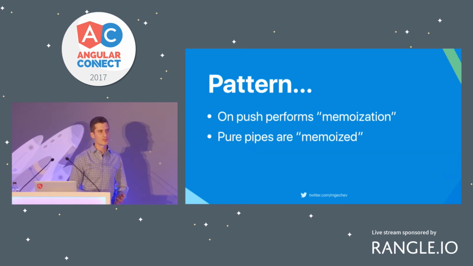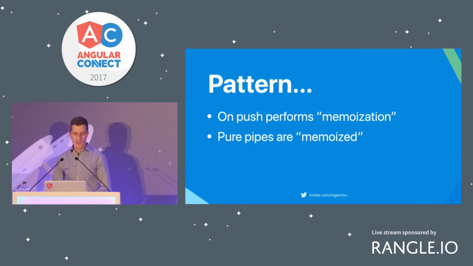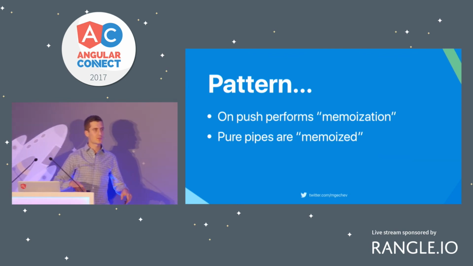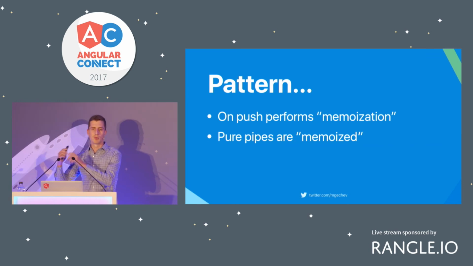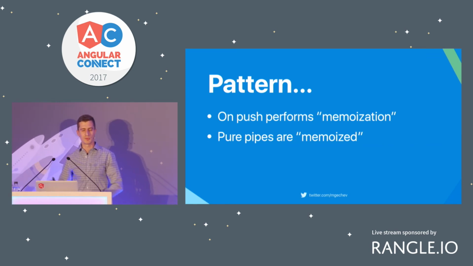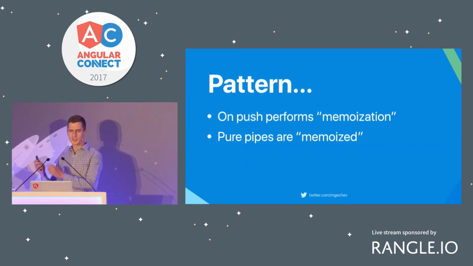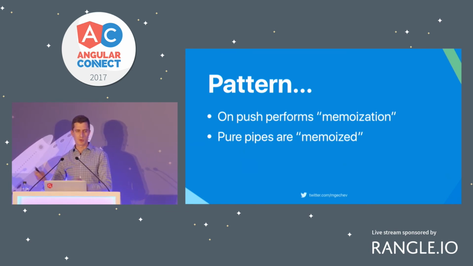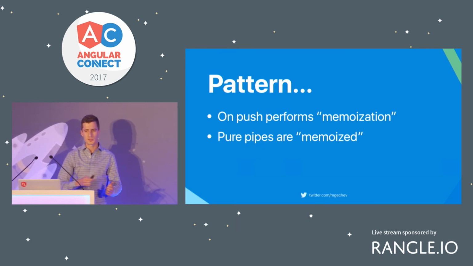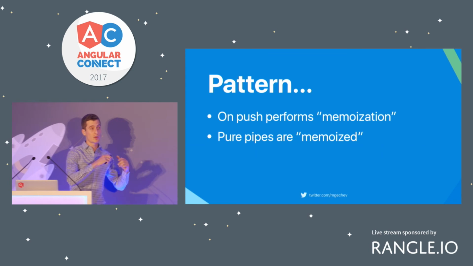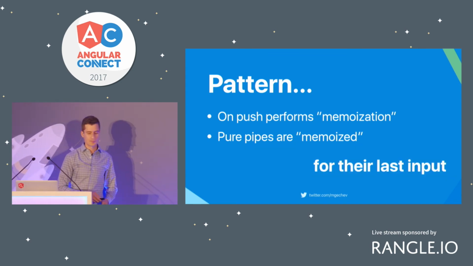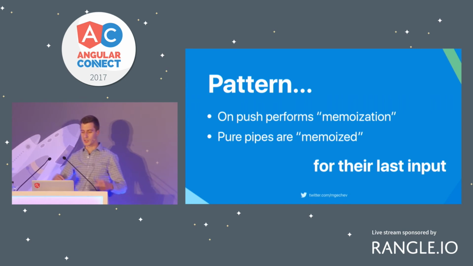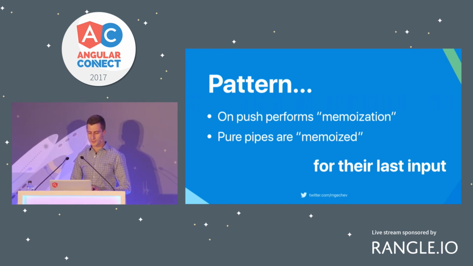Pure pipes perform something like memoization as well. OnPush performs something like memoization because it is going to memoize the result of the last rendered component for the last rendered component subtree, only for a specific place in the DOM, only for a specific place in the component tree. So if we have multiple instances of the same component, each needs to be memoized separately, and also only for their last input. So we don't have a global cache for the inputs of the components.